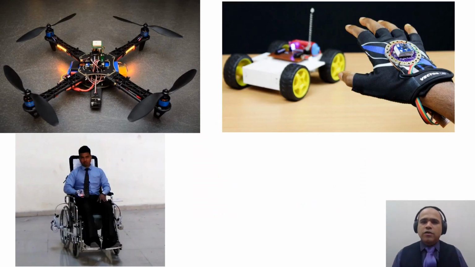Nowadays, we have heard many times about a hand controlled wheelchair or a gesture controlled robotic car. And even with the arrival of the quadcopter, flying machines are also becoming popular. So the most common sensors with these kinds of machines are the gyroscope and accelerometer.